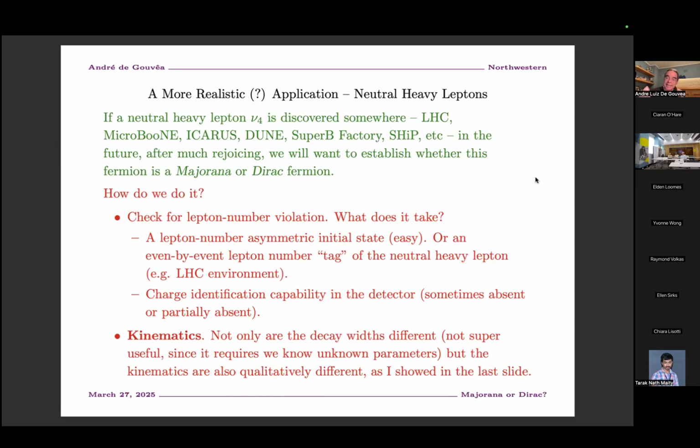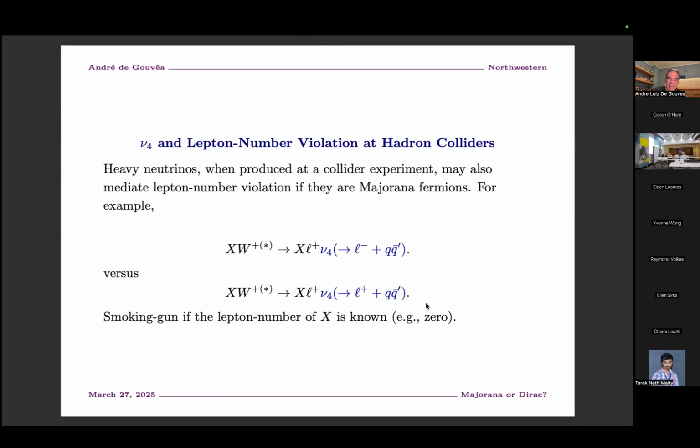And getting the answer to that will depend on lots of different things. I would say the dominant way to get the answer to that will be to look for lepton number violation. And that's what, for example, people look for in a collider experiment.